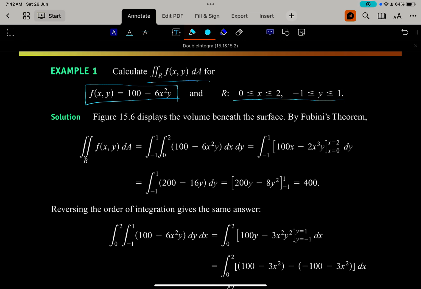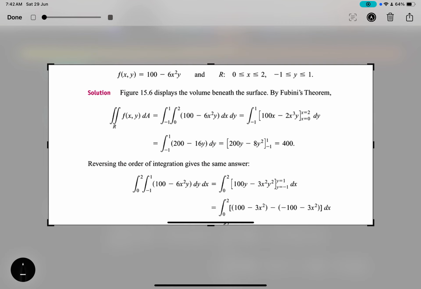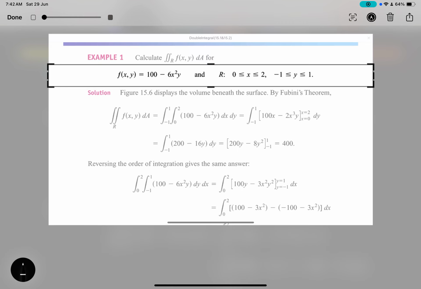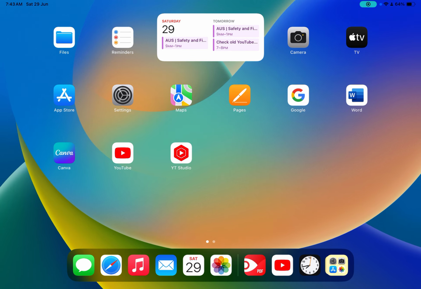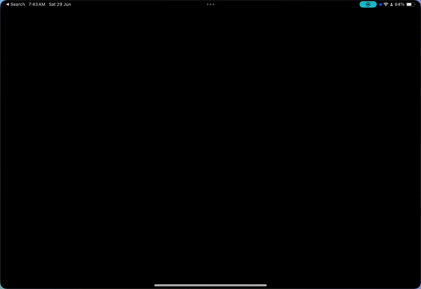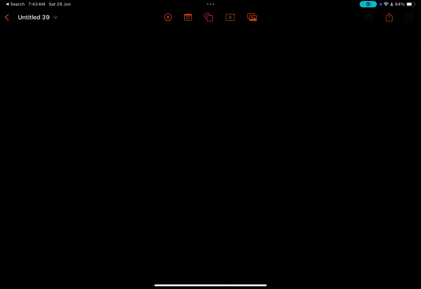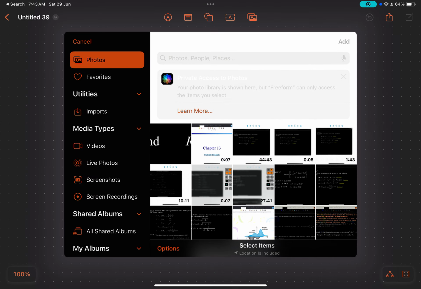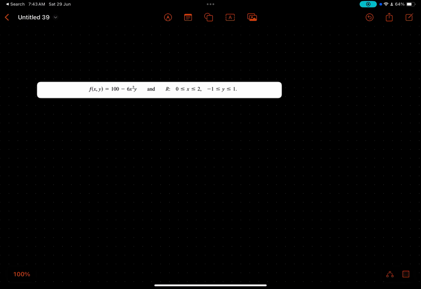We can try to solve this ourselves. Let me take a screenshot, and let's copy it to my board. Let's go to freeform. Okay, so this is our example. Let's try to solve it.